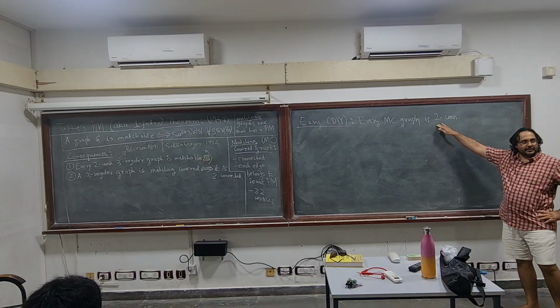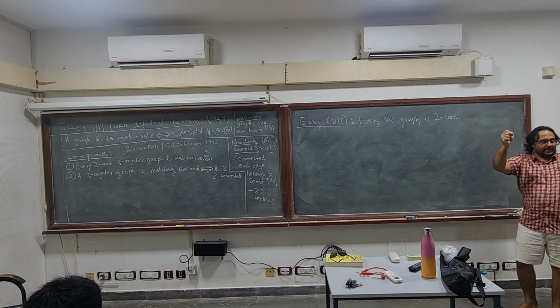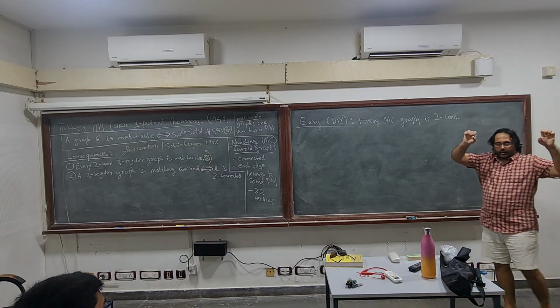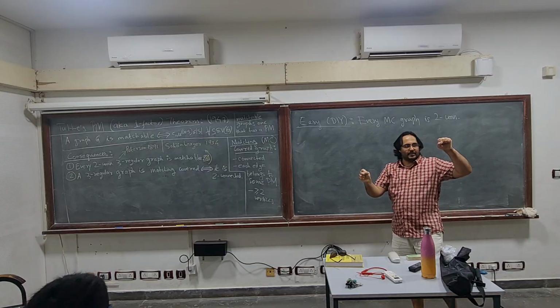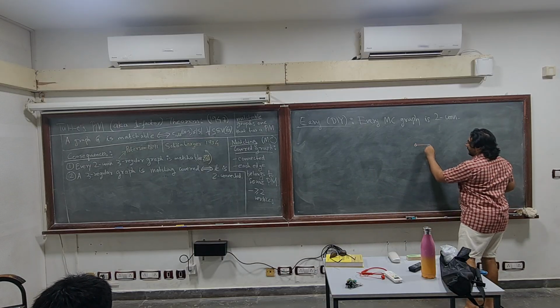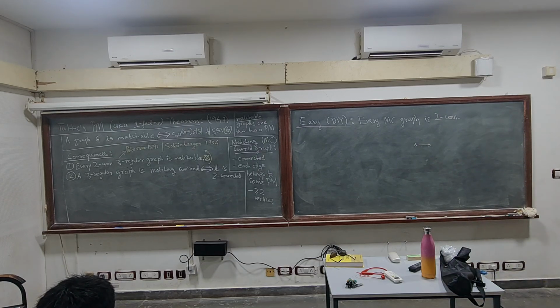We saw two definitions of two connected. One definition was that between any two vertices, there should be two internally disjoint paths. Or the graph is connected, and if I delete any vertex, then the graph is still connected. Observe that this equivalence is false for this graph. This graph is two connected as per one definition, but not two connected as per the other definition.